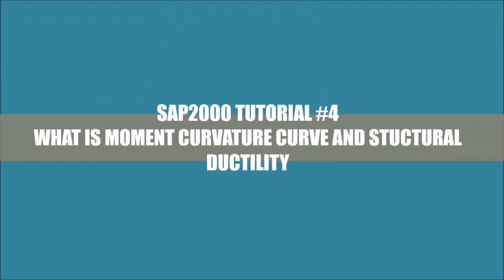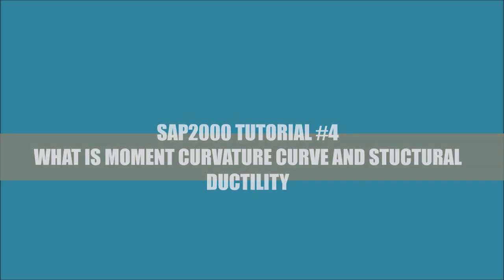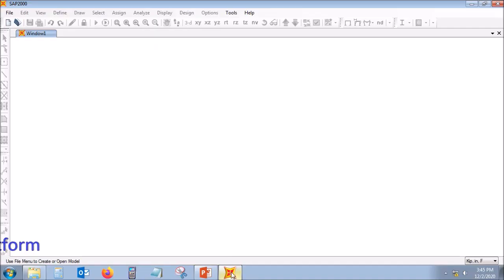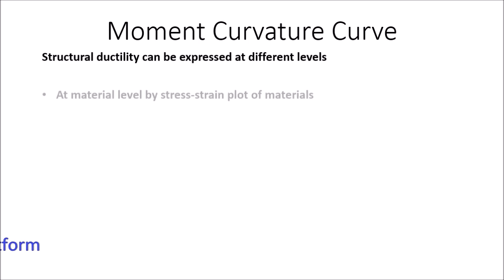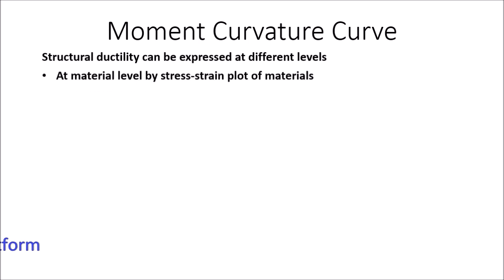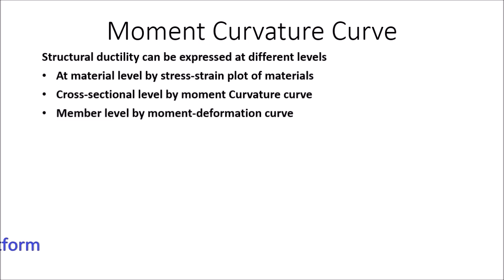In the lecture, we will learn the moment curvature curve and how to draw it using SAP2000. Structural ductility can be expressed at different levels. First is the material level, by the stress strain plot of materials. Second is the cross section level, by the moment curvature curve. The member level is expressed by the moment deformation curve, and at the structural level by the load displacement curve.